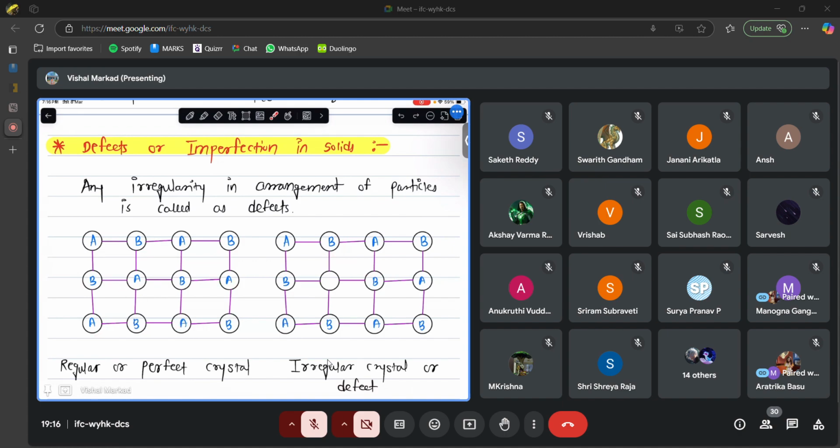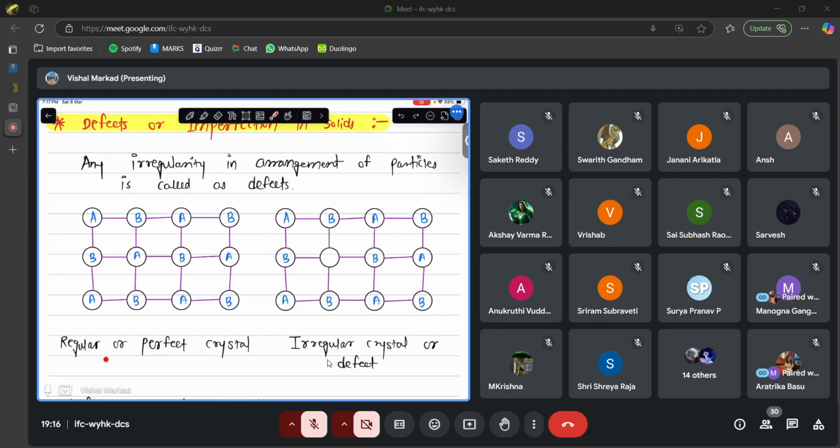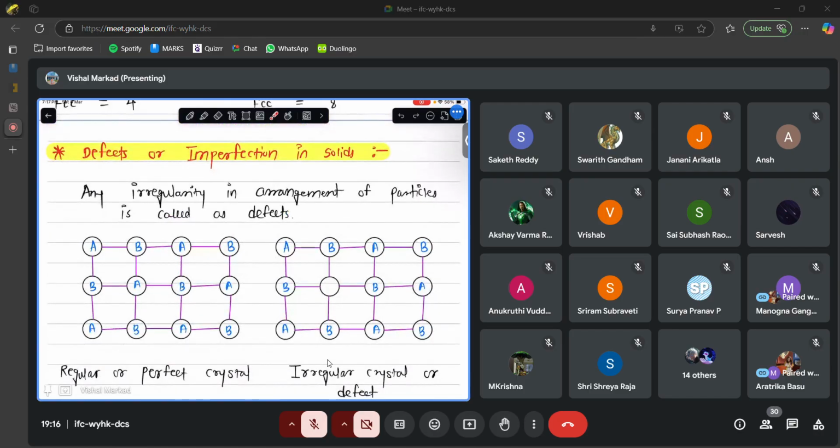But if you see here, A B A B pattern is there, then some atom is missing here. Just a vacant space is there. Then again B A B A B. So here it is a regular or perfect crystal, but when it comes here, as the atoms are missing, it is an irregular crystal, also called defects. Clear? What are defects or imperfection in solids? Atoms will be missing. We expected atoms at their regular positions, but they are missing from that position. Those are called defects.